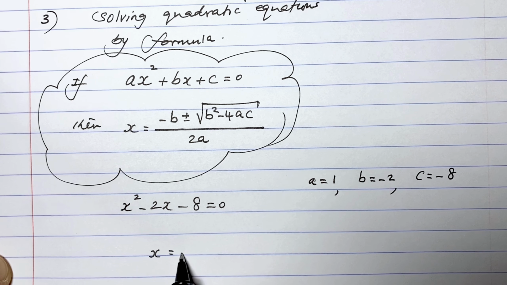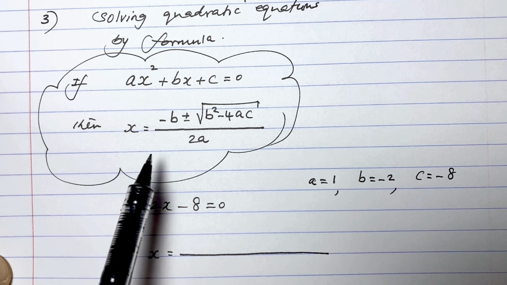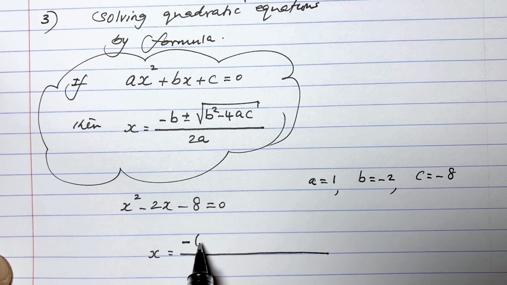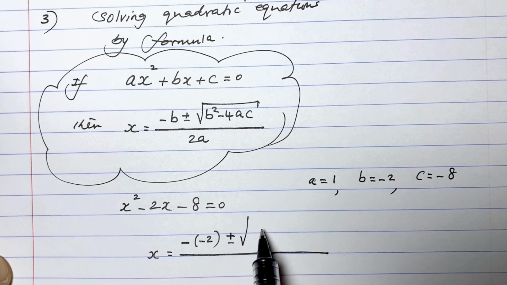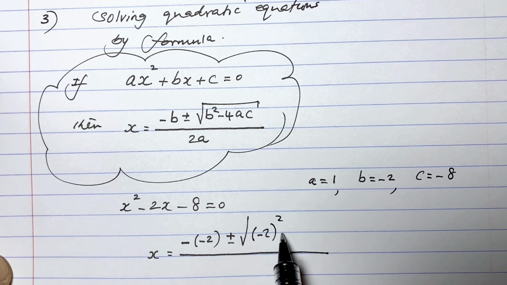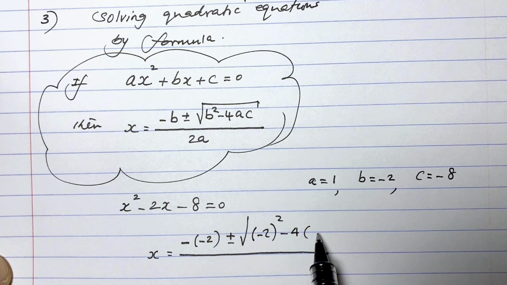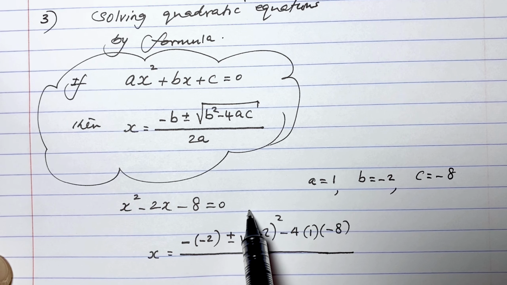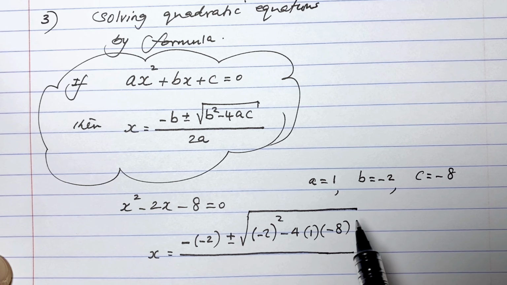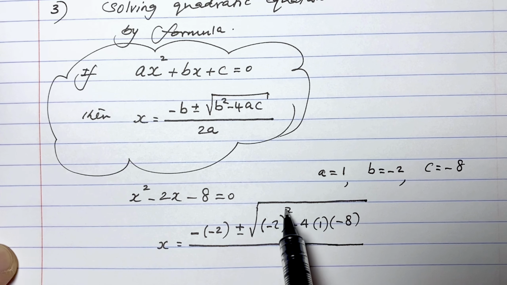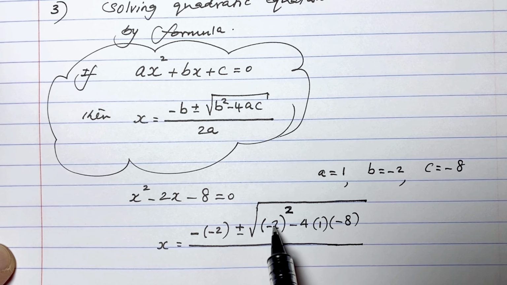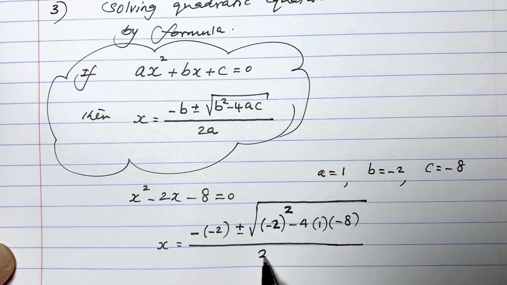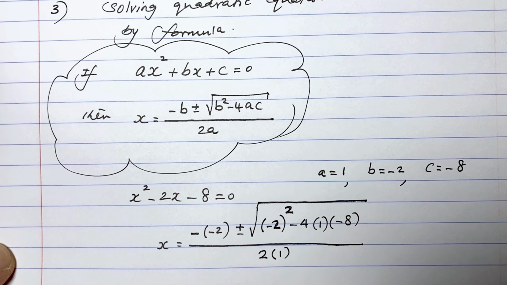So x equals minus b, minus bracket open b, which is minus 2, plus and minus the square root of b squared, and b is minus 2 squared, minus 4, a, which is 1, and c, which is minus 8. If you notice, I replace all my values inside the bracket. In this case, you hardly can go wrong. Divide by 2 lots of a, 2 lots of 1.